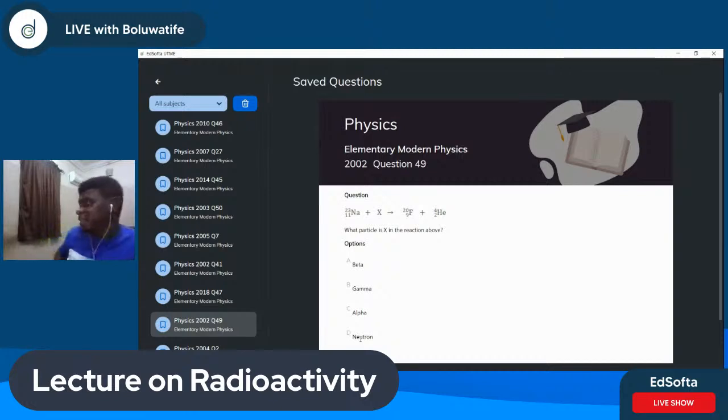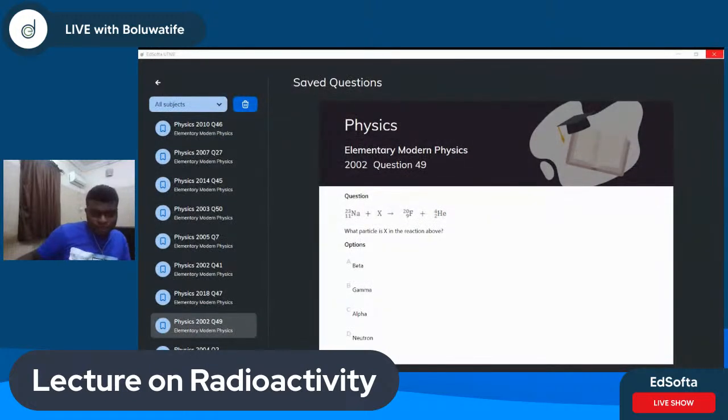The only person that fits that description is a neutron, because 9 plus 2 is 11, it has 0 atomic number, and then 20 plus 4 is 24. So that means we're missing a mass number here of what? Of 1. Okay.